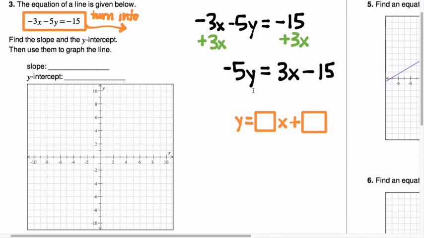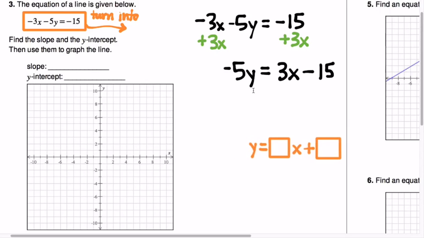Okay, and now that y and x are on opposite sides of this equation, what do I need to do to take care of the last step to get the y by itself?